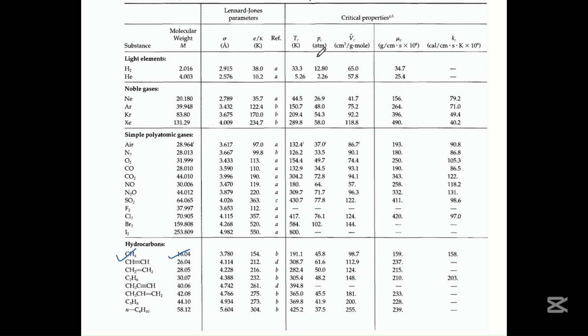In this table we are also given critical properties like critical temperature, critical pressure and critical volume. The critical temperature for CH4 is 191.1, the critical pressure is 45.8 atmosphere, and the critical volume is 98.7 centimeter cube per gram mole. But in this question, we only require the molecular weight, sigma, and epsilon by K. So we will extract these values.